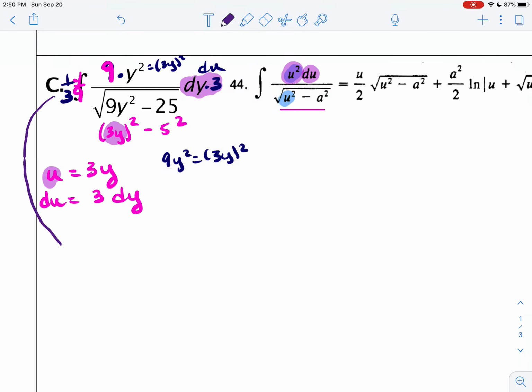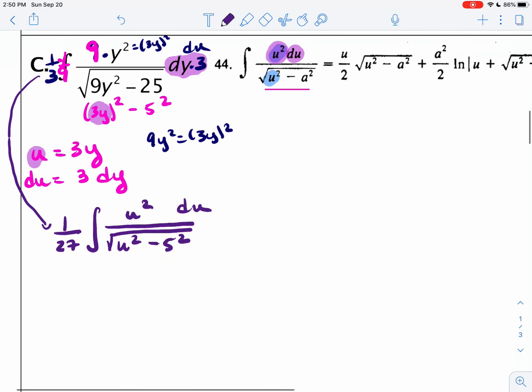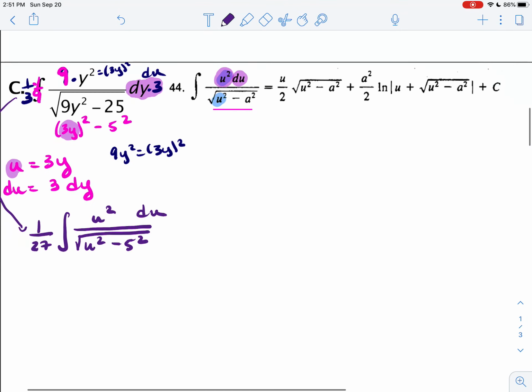So now I'm ready to transform my integral, and my integral is going to be 1 over 3 times 9, which is 27, times the integral of 9y squared, which is (3y) quantity squared, which is going to be u squared. And my du is going to be, and I can actually say it's du because we have 3 dy. And on the denominator, I have u squared minus 5 squared.